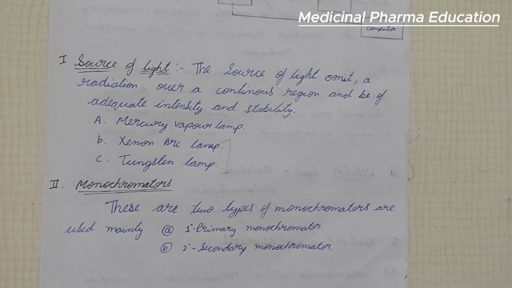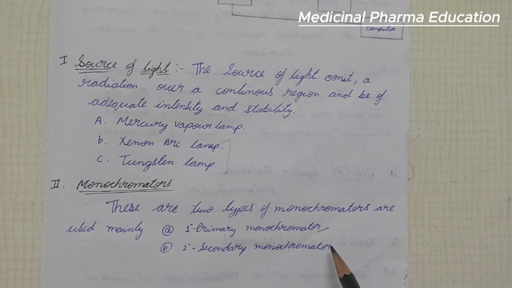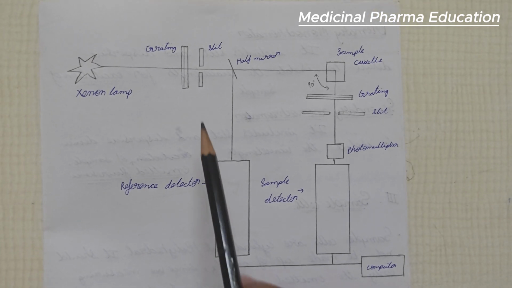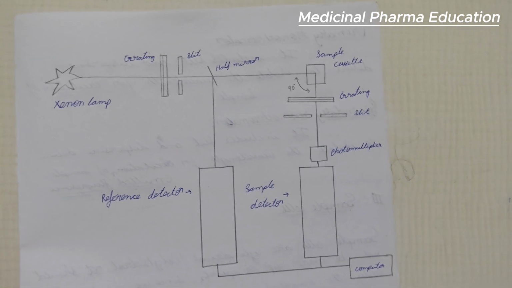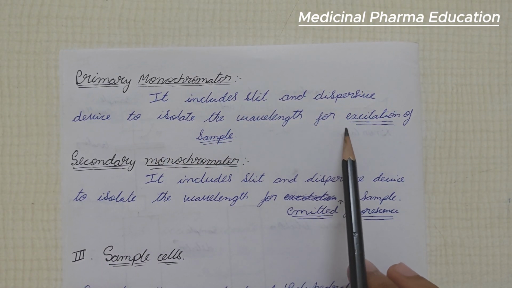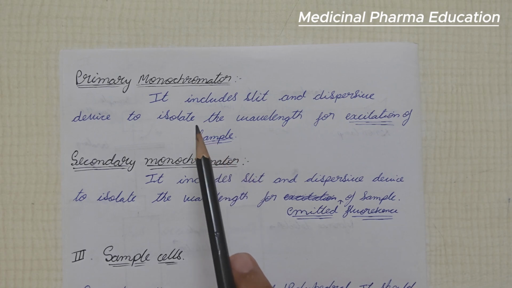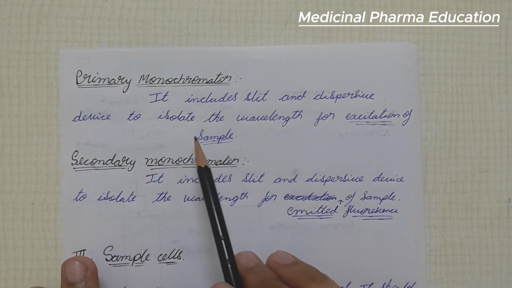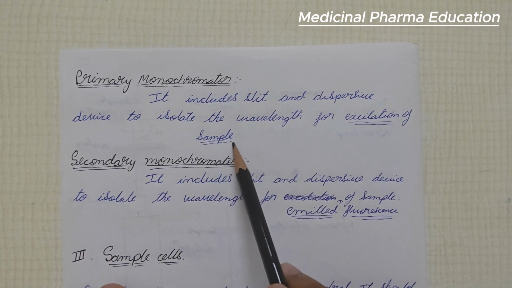And here the monochromators or the filters are very important, as we have already discussed. With the help of filters, the selection of the wavelength is done. They use primary monochromators and secondary monochromators, as we can see in the diagram itself. Next, what is meant by primary monochromator? It includes the slit and dispersive device to isolate the wavelength of excitation of the sample. See, here the primary monochromator will select the wavelength. Isolate means select the wavelength for excitation of the sample.